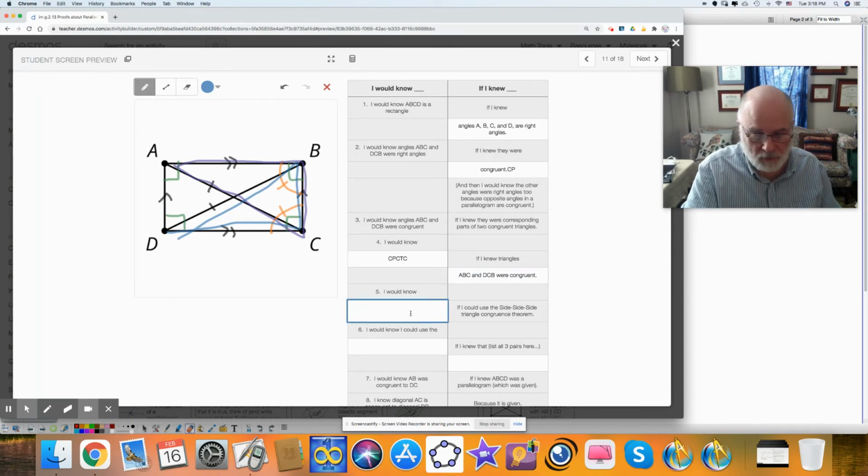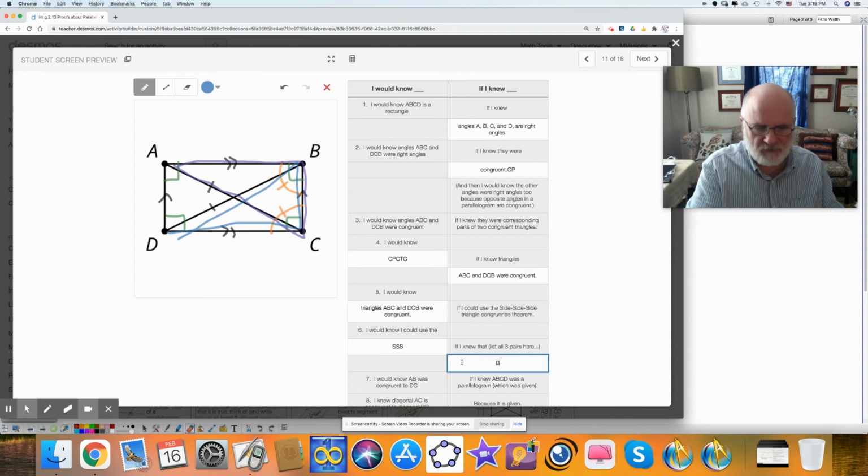I'm going to go back and just copy this over. These two triangles are congruent if I could use the side-side-side triangle congruence. And I know I could use the side if I knew that BC is equal to CB, because I have to have all three sides.